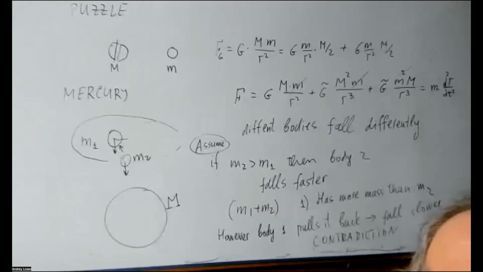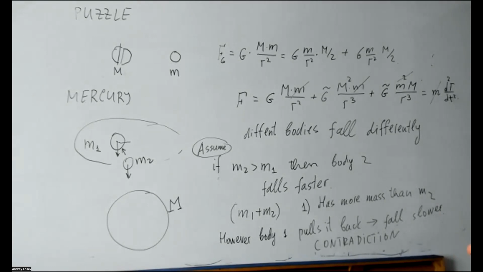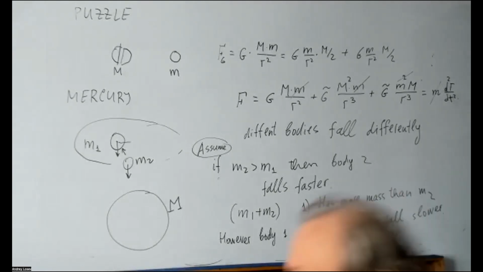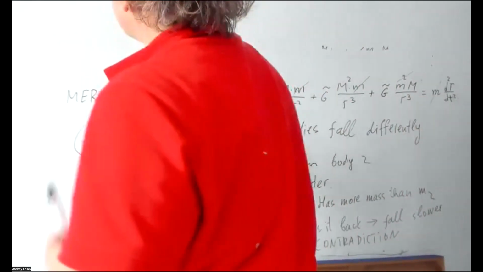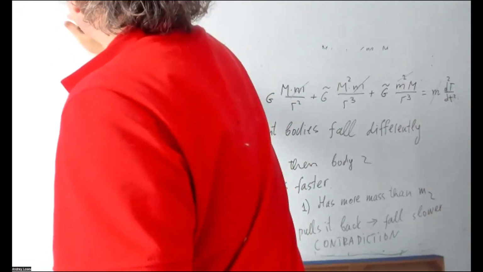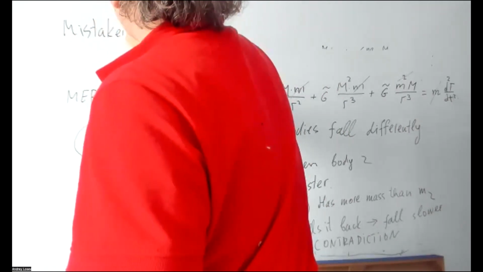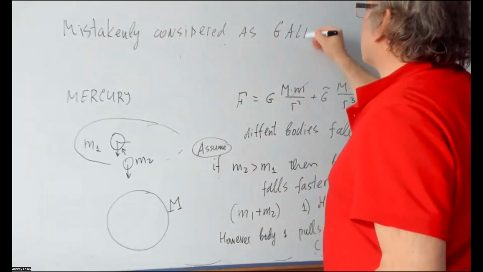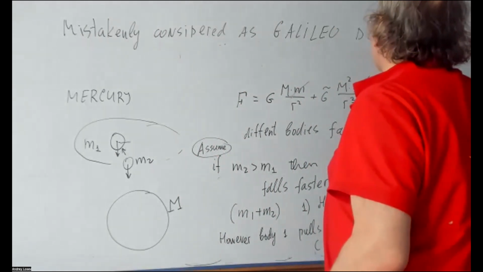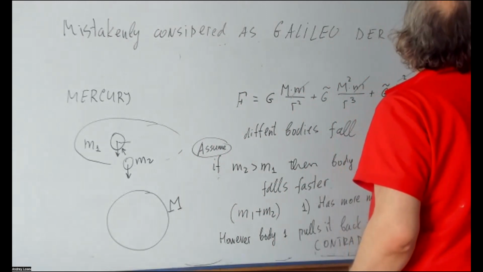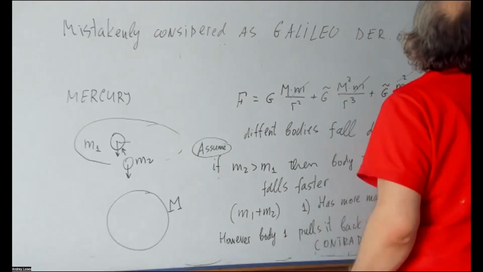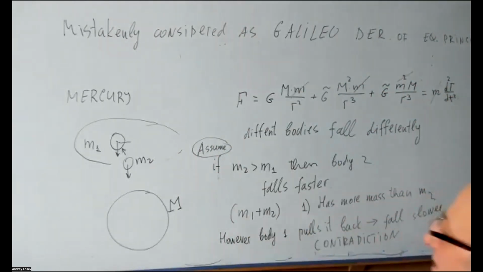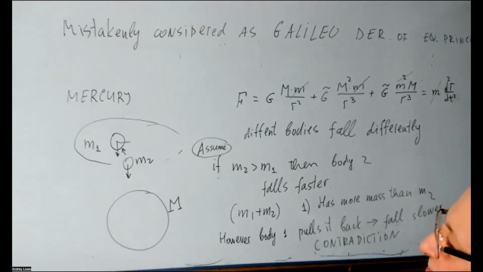So that's what I wrote here. So they should fall with the same acceleration. And this consideration is what is known as, mistakenly, it was mistakenly considered as Galileo's derivation of the equivalence principle. Okay, so we see that something is wrong in all this.